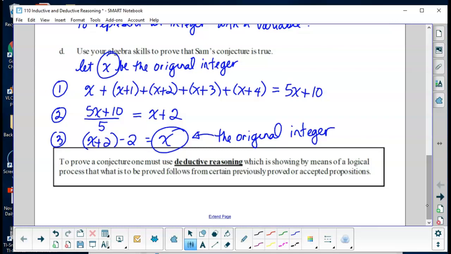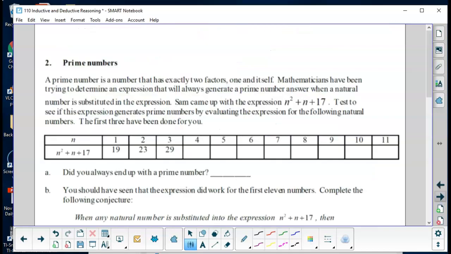Okay? So to prove a conjecture, one must use deductive reasoning, which is showing by means of a logical process that what is to be proved follows from certain previously proved or accepted propositions. Those are all the laws of addition, subtraction, division with algebra. Okay, those have already been proved. So that's one example. Let's take a look at the next one.